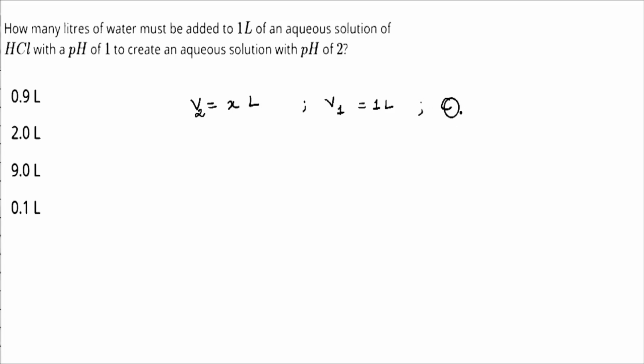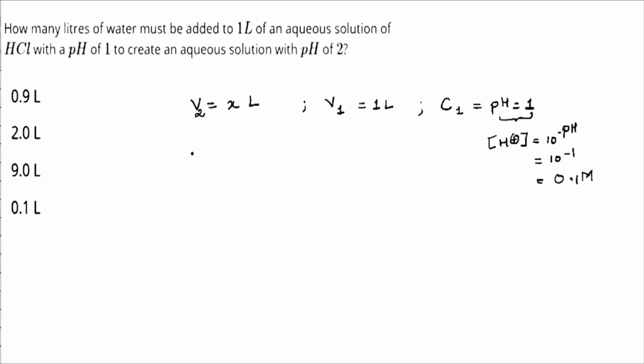So the concentration, let's say C1, has been given to us in terms of pH. pH is equal to 1. What does this indicate? That the concentration of H+ ions is equal to 10 raised to minus pH, which means 10 raised to minus 1, which is 0.1 molar. So the concentration of this given aqueous solution, which is 1 liter, is 0.1 molar.